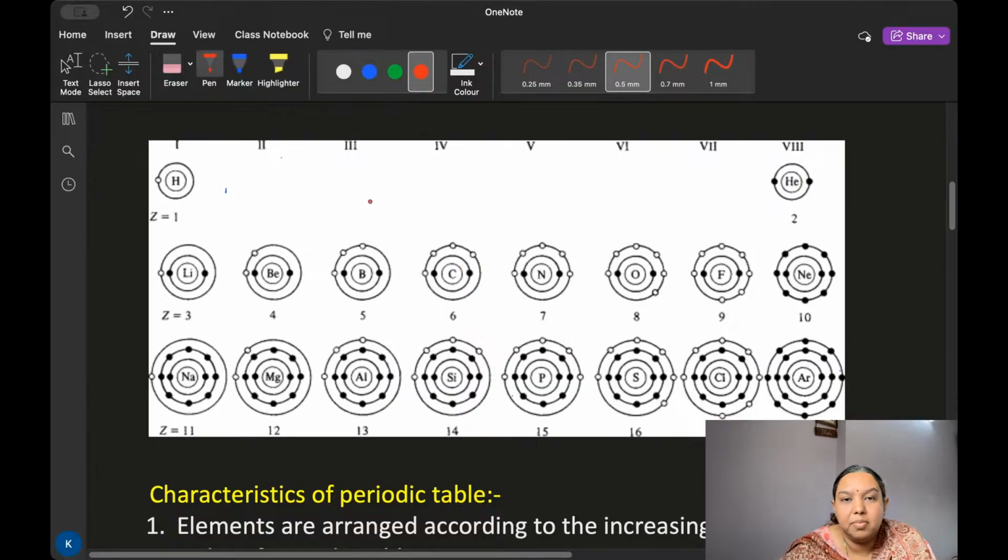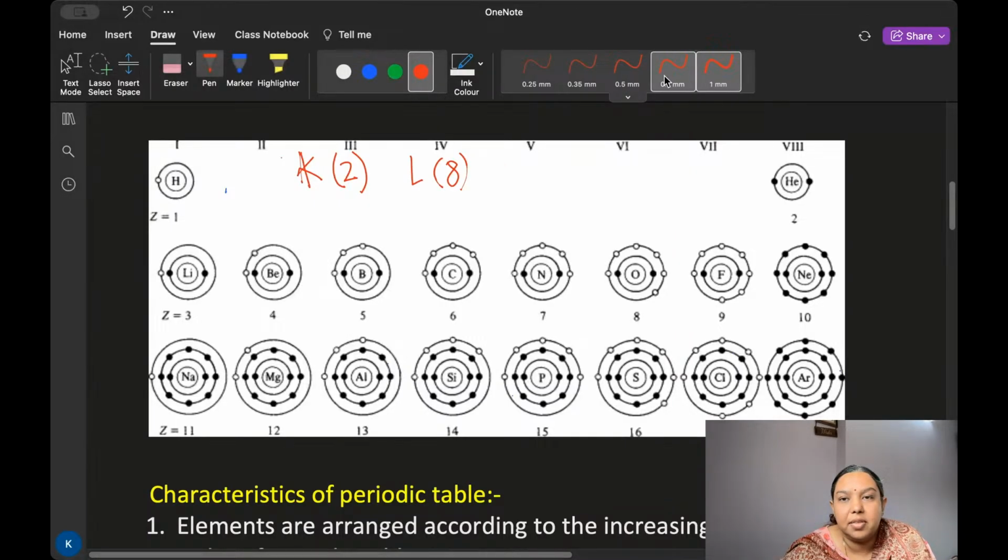So here now we have this periodic table, and first the rule to fill up the electrons is that there are four shells. First shell is K shell, and K shell has maximum capacity of 2 electrons. Then we have L shell. L shell's maximum capacity is 8.